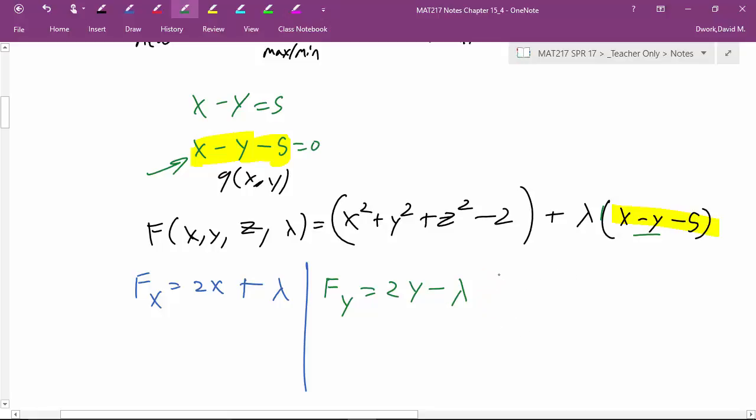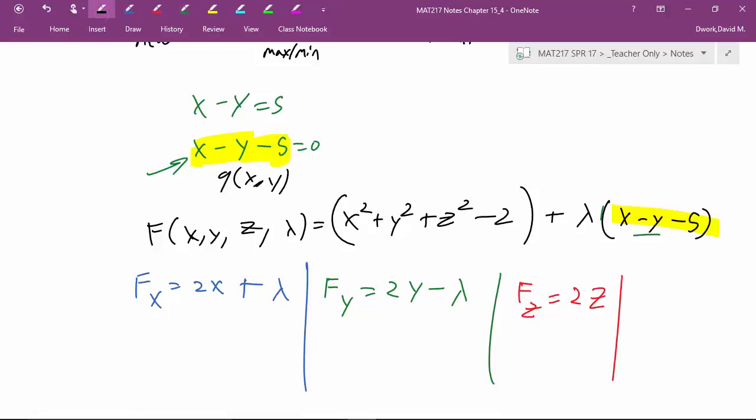Okay. And then similarly for the derivative with respect to z, that's going to be 2z. And there are no z's in this function here, so we're done. There's no lambda in that term. And last but not least, I still have to do the derivative with respect to lambda.